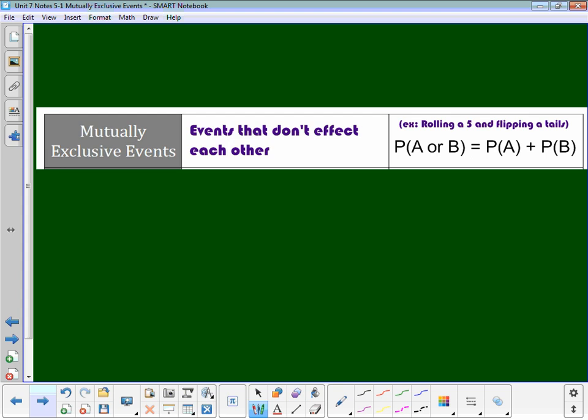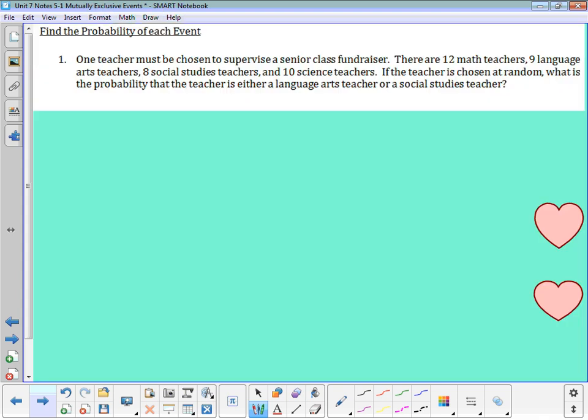You can't be a Starburst and a Reese's. You can't be a red chair or a green chair if you're one color. So we're looking at stuff like that. For example, here's the example written on here, rolling a 5 and flipping a coin. We're not going to have the same thing on a die and a coin. That just doesn't make sense. So that makes them mutually exclusive. If you need more time to write this down, pause the video and write it down for me.